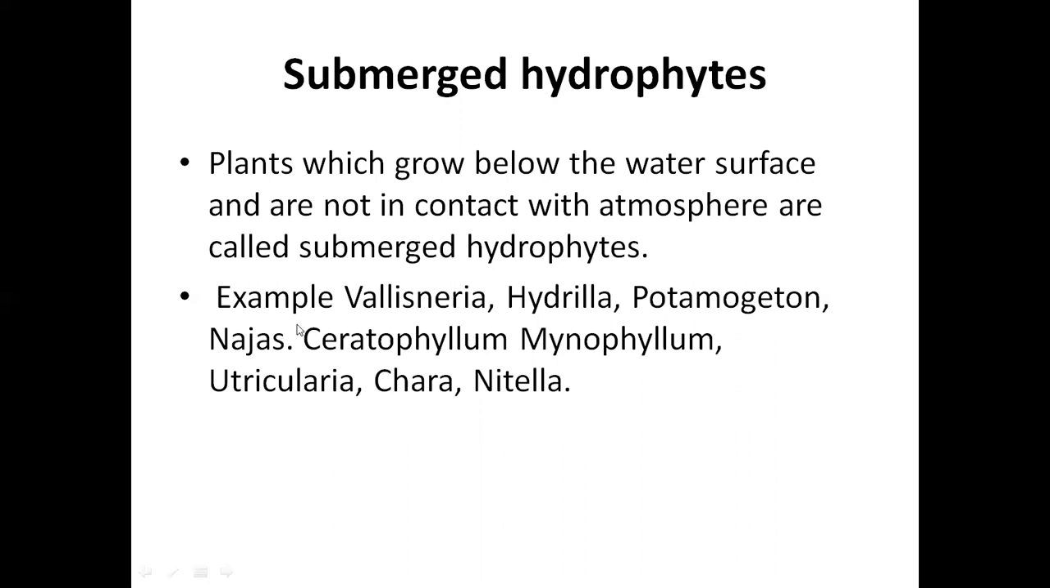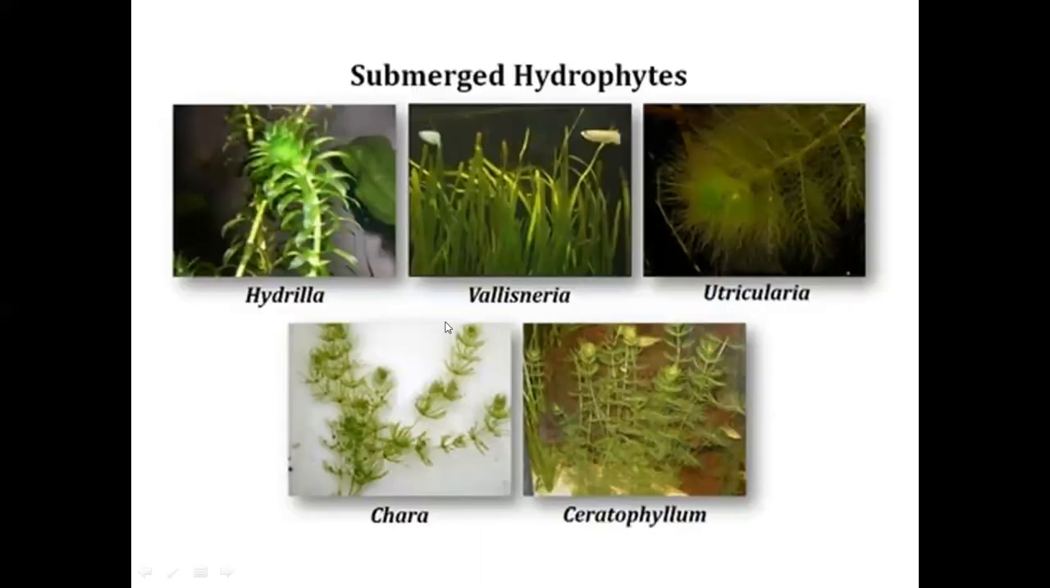For example, Vallisneria, Hydrilla, Potamogeton, Najas, Ceratophyllum, Utricularia, Chara, and Nitella. So these plants are submerged below the surface of the water and they are not rooted. These kinds of plants are called submerged hydrophytes. So we see Hydrilla, Vallisneria, Utricularia, Chara, Ceratophyllum. We can't see them on the surface of the water, but within the water.